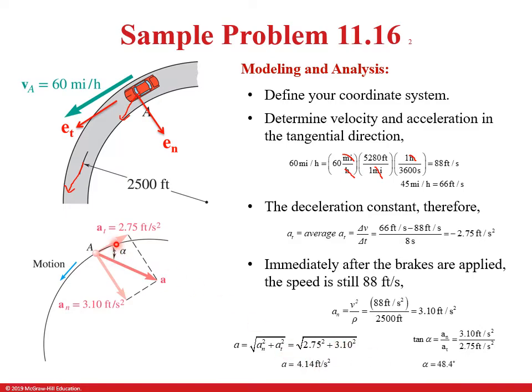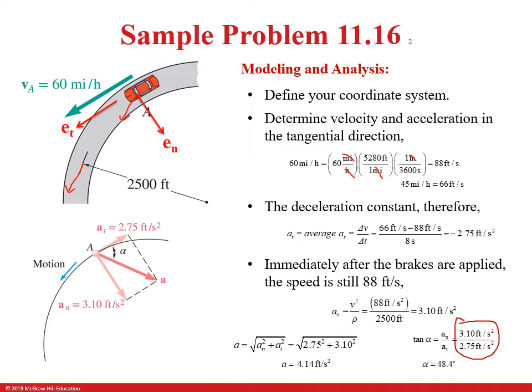And then to get the direction, the tangent of this alpha angle here is going to be this over that, a sub n over a sub t. So tangent of alpha equals a sub n over a sub t. And if you have your TI-83 or whatever calculator you're using, you could just do inverse tan of this number here.